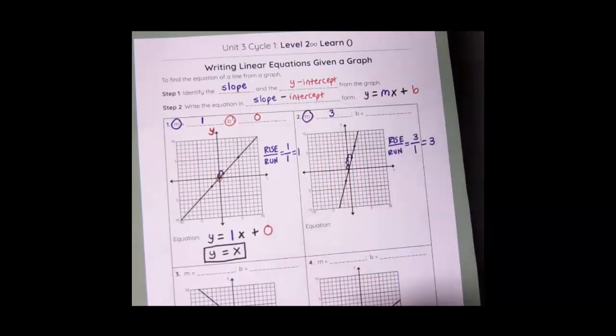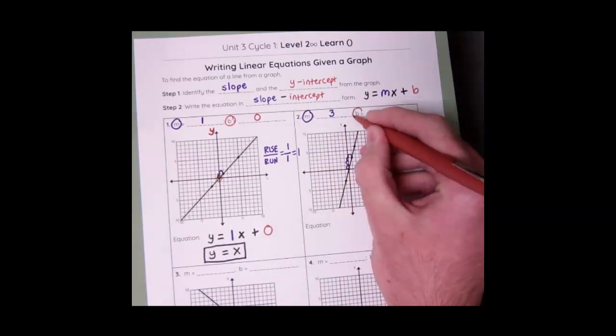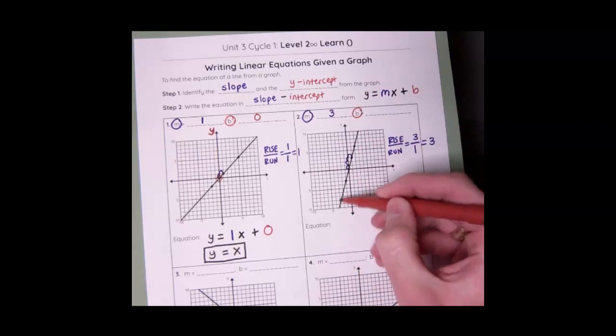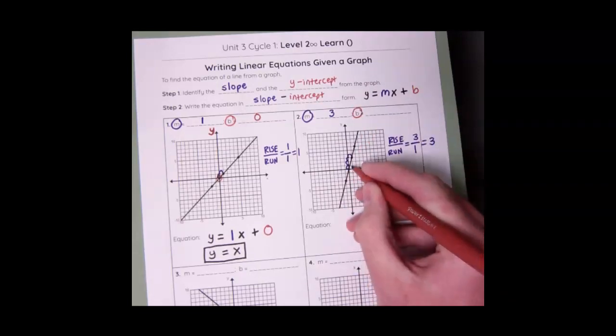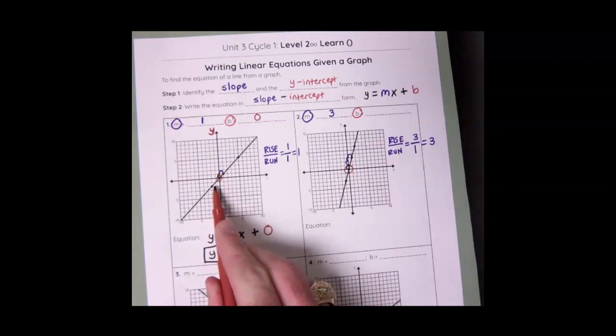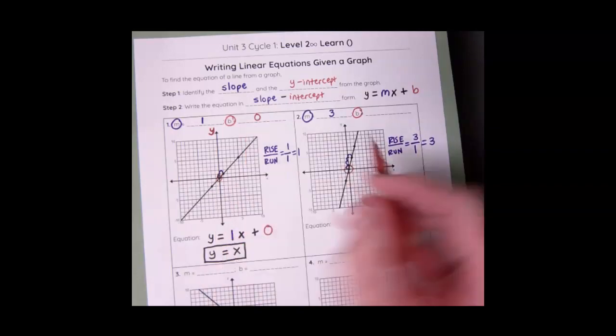So let's try to find my y-intercept now. My y-intercept is my b. It is where the line crosses the y-axis, where it crosses right here at the origin, just like over here. So again, my y-intercept will be 0.